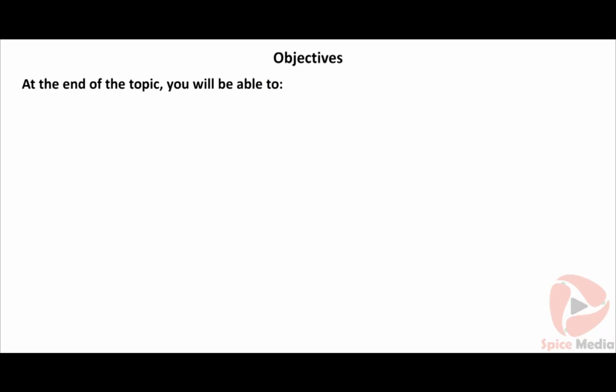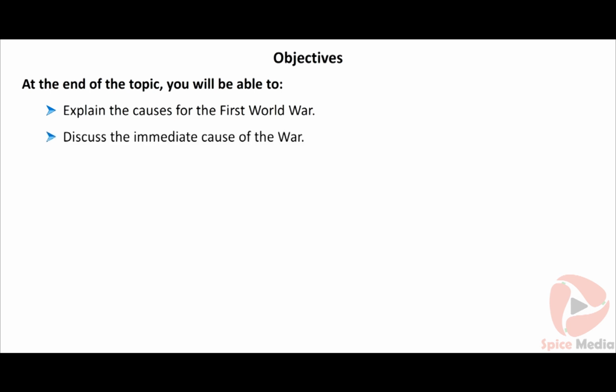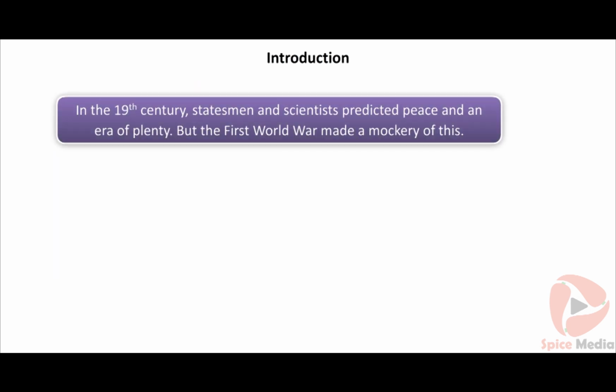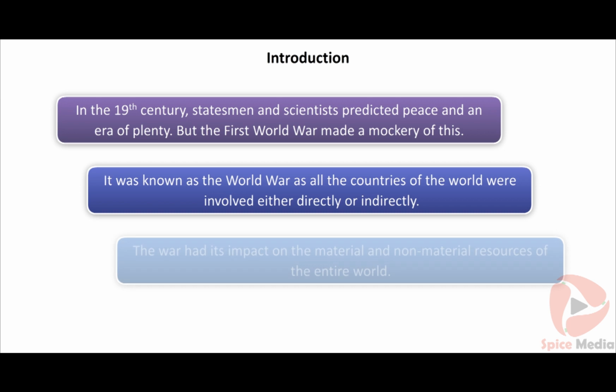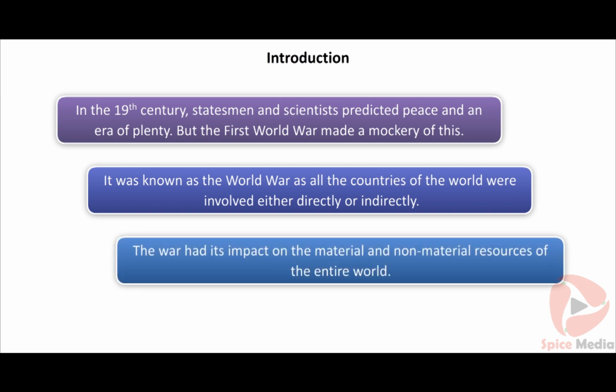At the end of the topic, you will be able to explain the causes for the First World War and discuss the immediate cause of the war. In the 19th century, statesmen and scientists predicted peace and an era of plenty. But the First World War made a mockery of this. It was known as the World War as all the countries of the world were involved either directly or indirectly. The war had its impact on the material and non-material resources of the entire world.